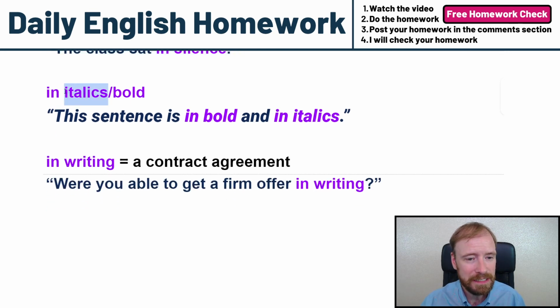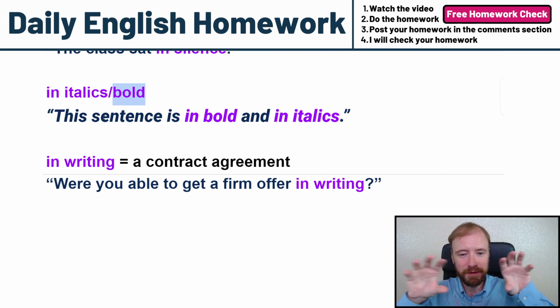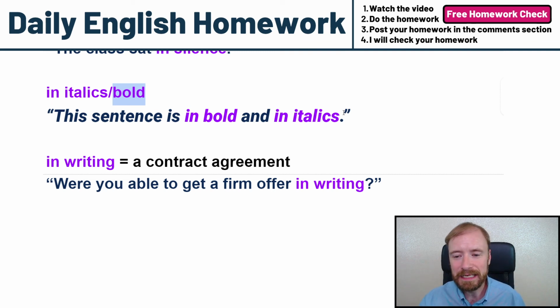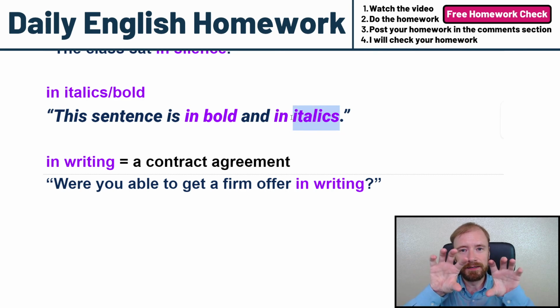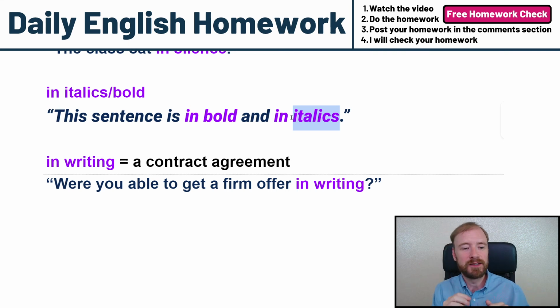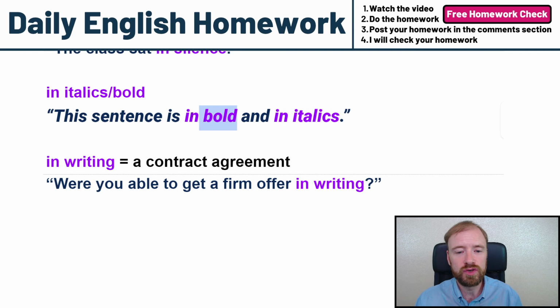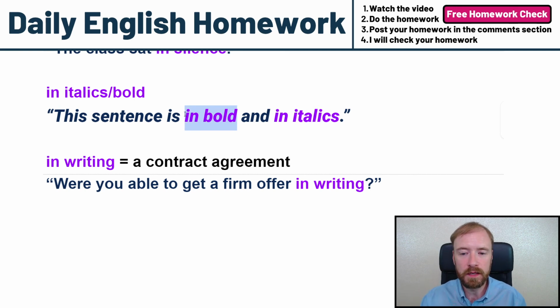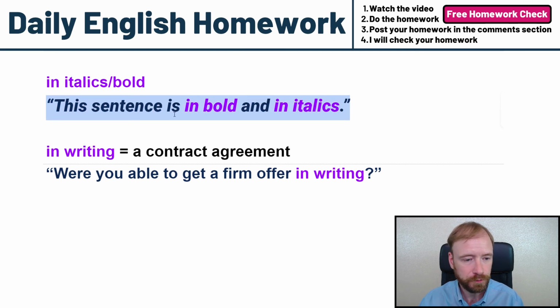In italics, in bold. So this sentence is in bold. So all the letters are dark and big. And in italics. Italics, the letters are a little bit, we say, slanted or to the side. So this sentence is in bold and in italics. So we can use the in to show the properties of the, you know, in writing. In writing.